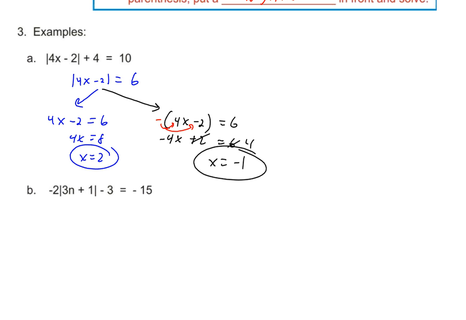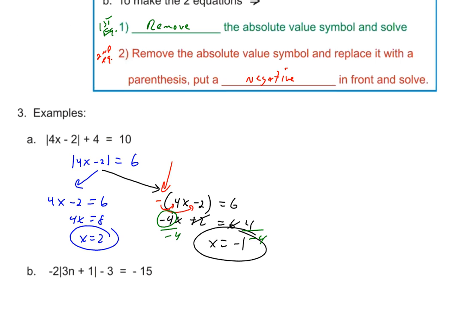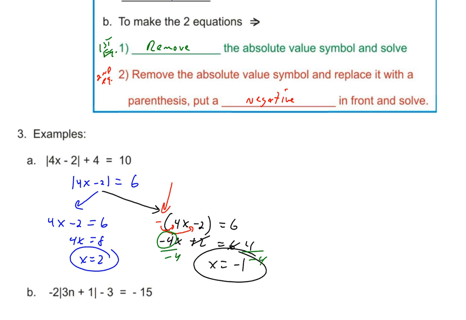All right, so at the very end, Tim, I had a -4, so I divided both sides. Oh, the one in front of the parentheses. Oh, that you put in. That you do. So that's something you have to know, and that's this part right here. Put a negative in front and solve. So that's something you have to add to the equation, something you have to know to do.